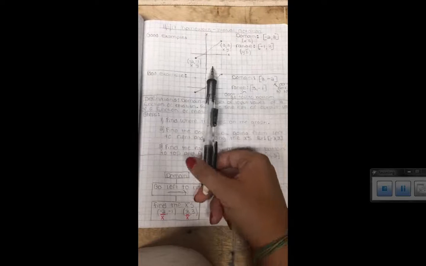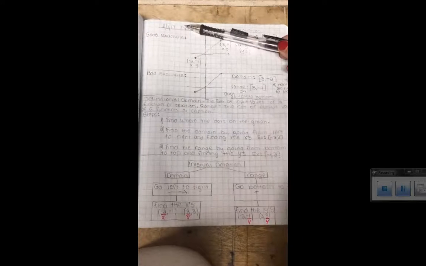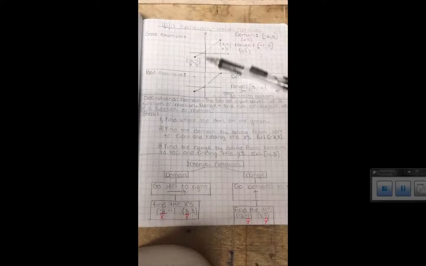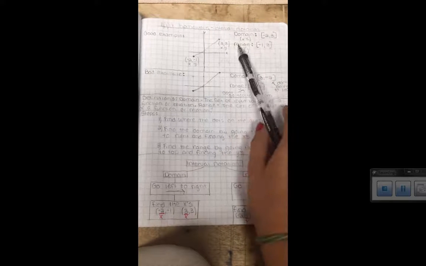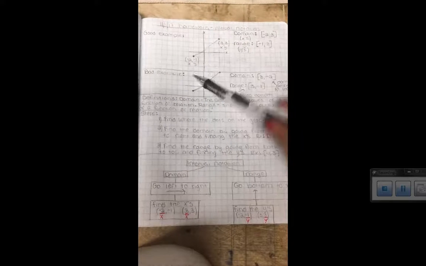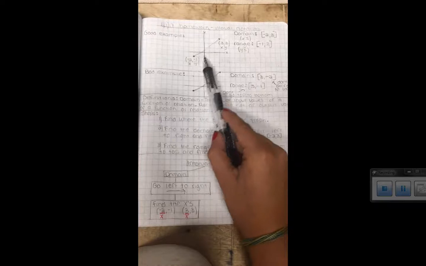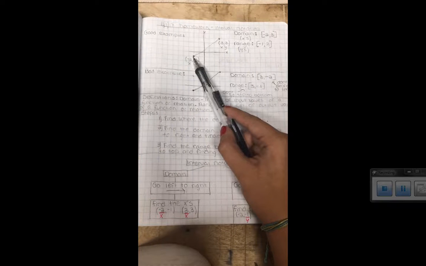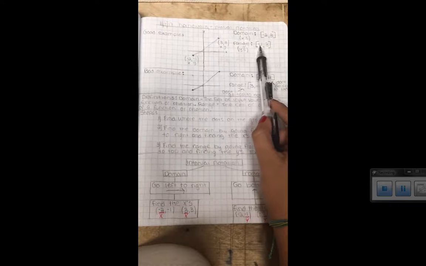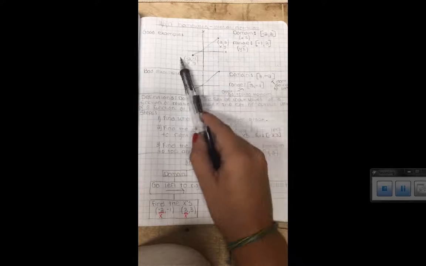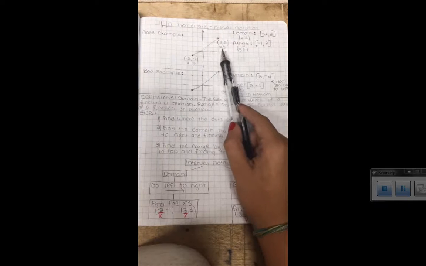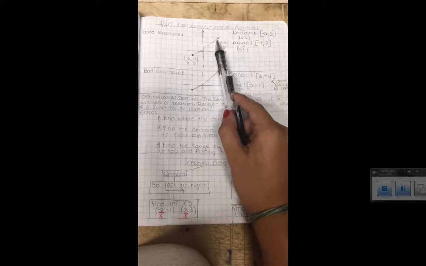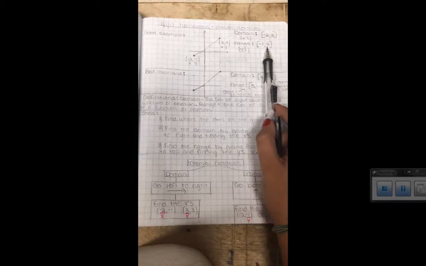To find the range, you have to go bottom to top, and you have to find the y's. For the bottom, the y is -1 because it's going down by 1, and so you plug it in right there, -1. And then for the top, it would be 3 because it's going up by 3. So you plug it in right there.